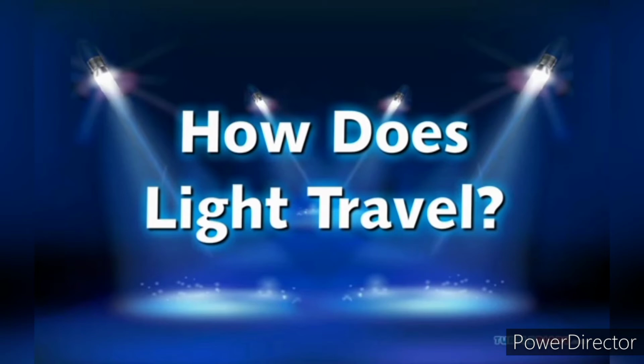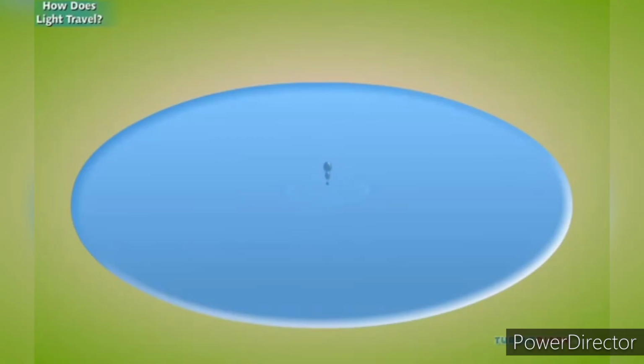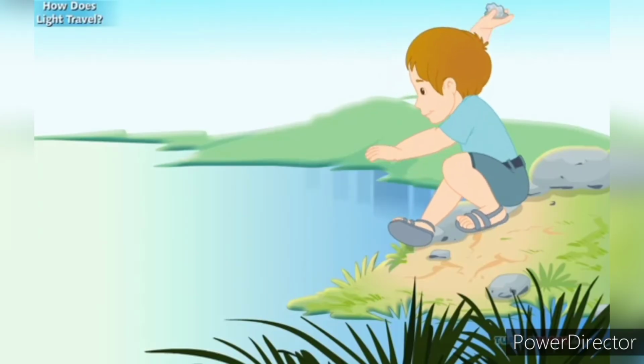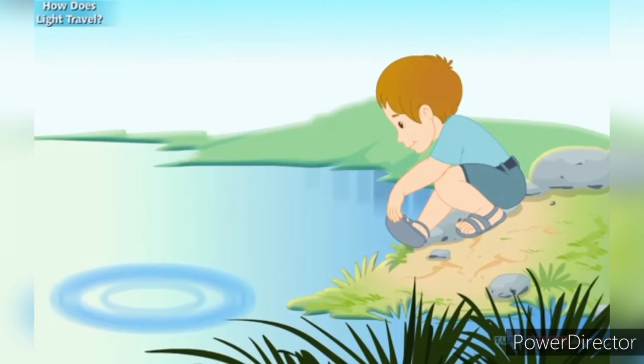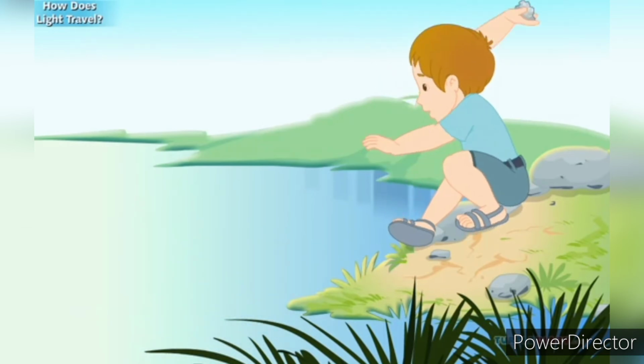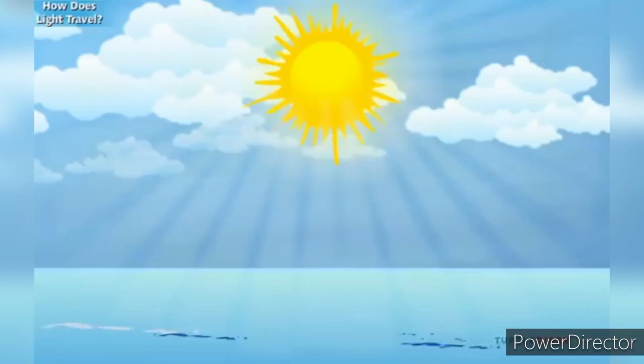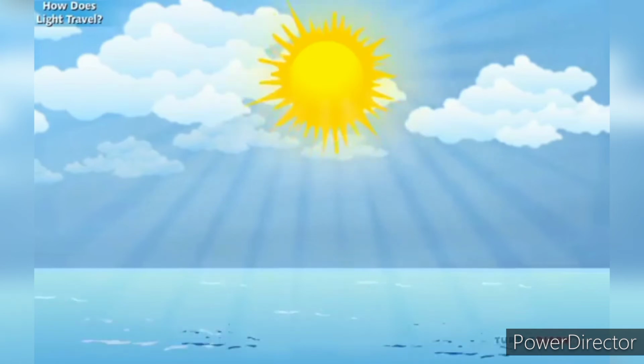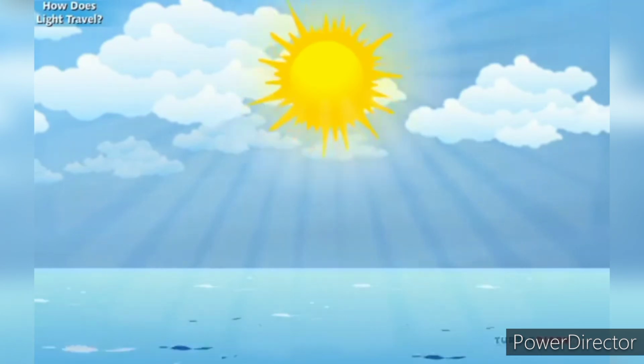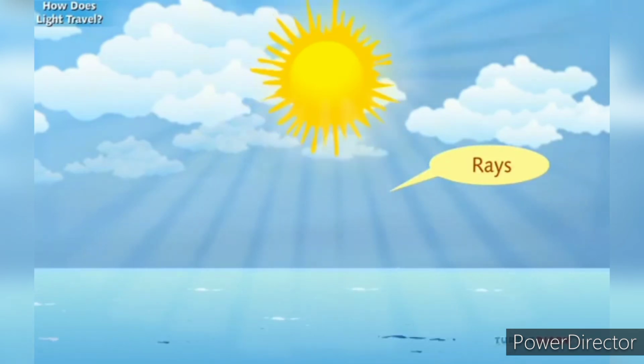How does light travel? Light travels in waves. It's like when you throw a pebble in a pond and the water makes little waves around it. These waves go off in all directions. Light waves also do this. They travel in straight lines through the air. These lines are called rays.